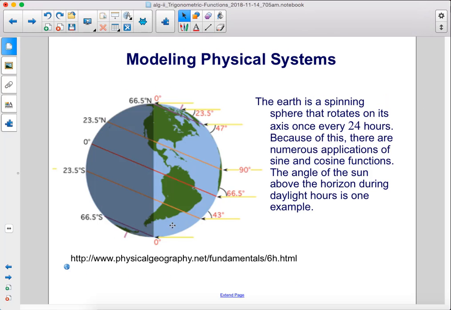The Earth is a spinning sphere that rotates on its axis once every 24 hours. Because of this, there are numerous applications of sine and cosine functions. The angle of the sun above the horizon during daylight hours is one example.